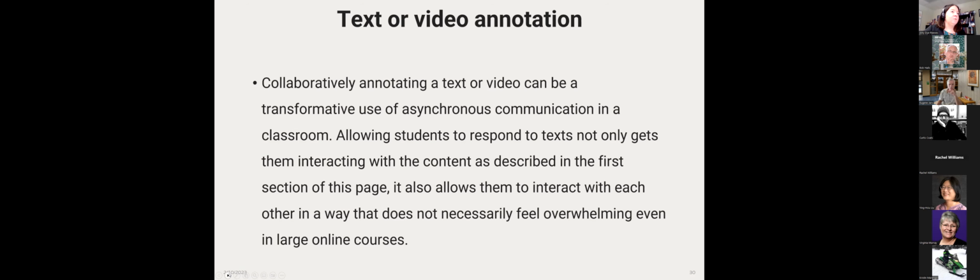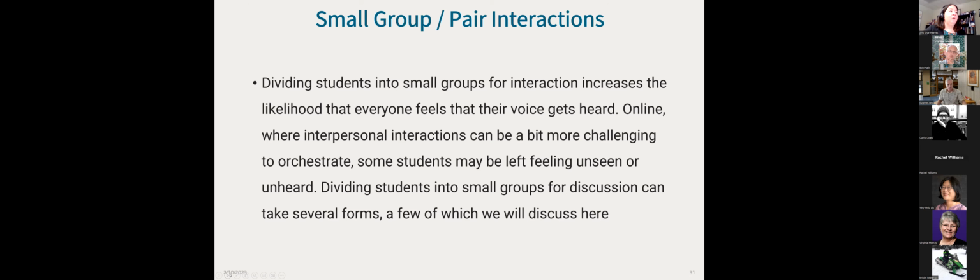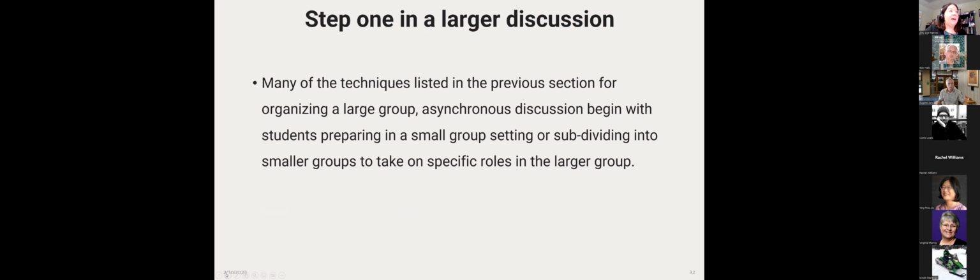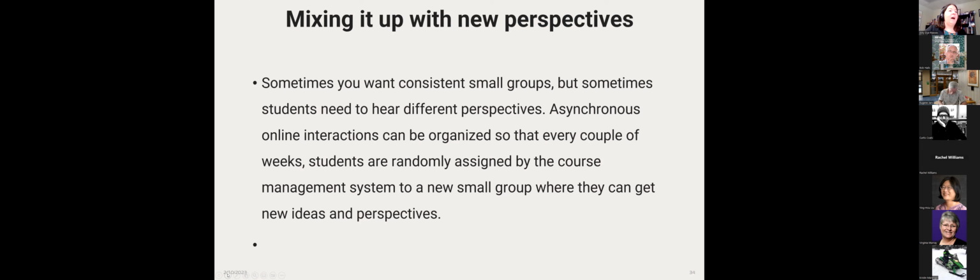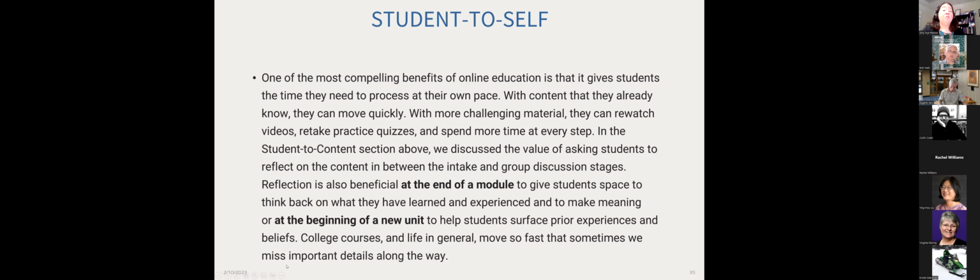Again, it's all those tools that we talked about, dividing those tools into small groups and interactive activities. We've talked a little bit about that, and really having those larger discussions and subgroups into smaller groups. Again, I love having that trust circle and conversations, having a consulting group if you're wanting those private discussions and issues as well, making sure you have different perspectives each time, fresh new ideas, coming up with new things for them.